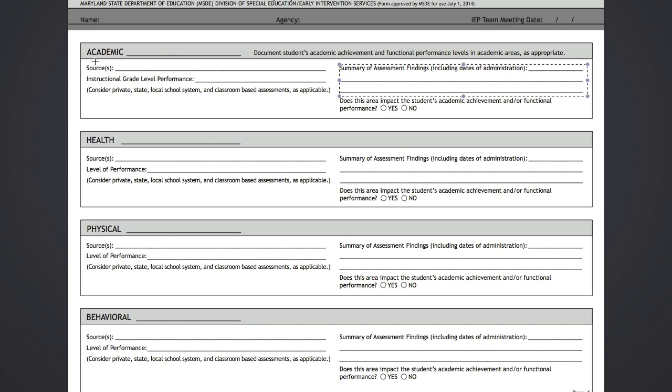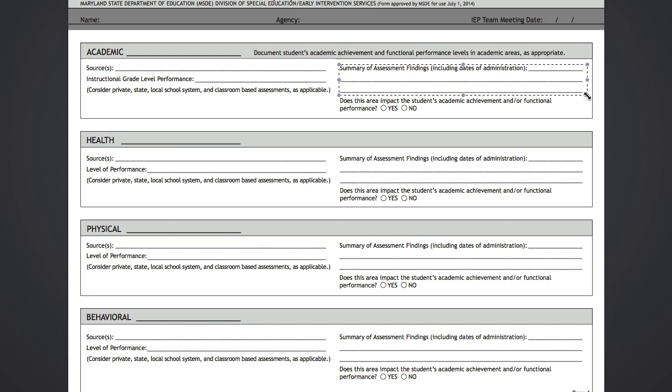And so let's assume for a second, because a best practice may be to conduct a formal assessment and an informal assessment, I may list here the Woodcock-Johnson, and I may also list classroom-based assessments. And then over in my summary of assessment findings, I'm going to write a paragraph or two about the strengths and the needs of the student based on those assessments.